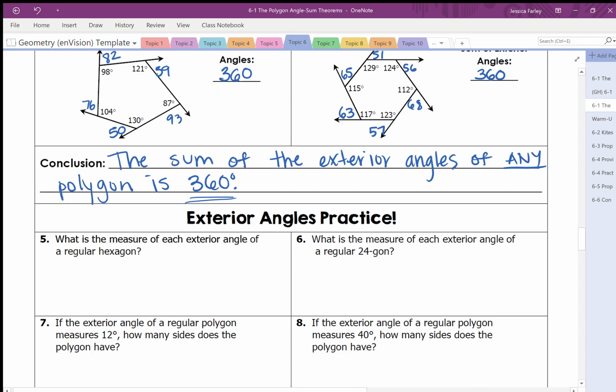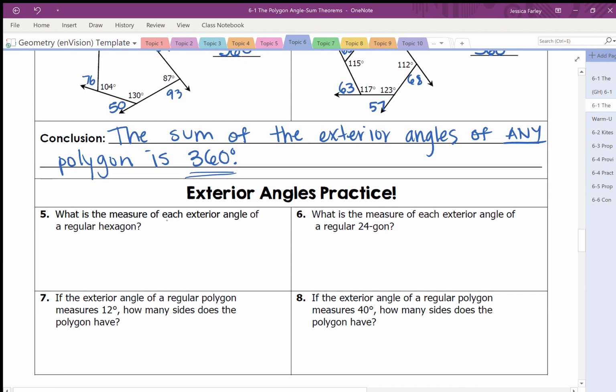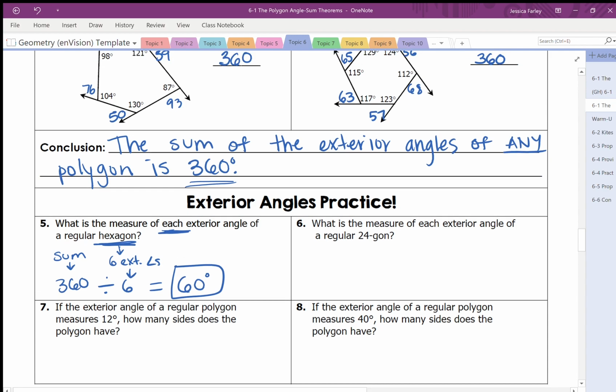So exterior angles practice is next, number 5. What is the measure of each exterior angle of a regular hexagon? So let's think about it. If the sum of the exterior angles is 360, and a hexagon has 6 exterior angles, divide. Each angle will be 60 degrees. Similarly, if you have a 24-gon, you take 360 and divide by 24. What do you get? 15 degrees.